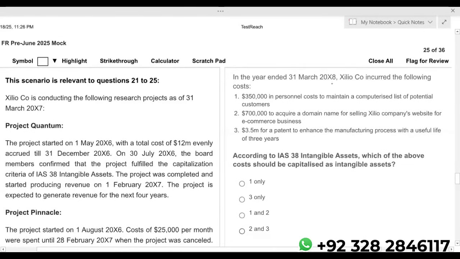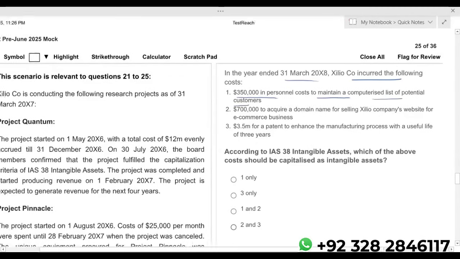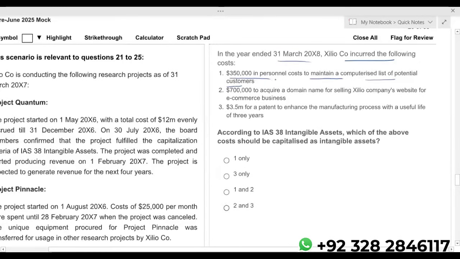In the year ended 31st March X8, Exilo company incurred the following costs. 3,50,000 in personnel cost to maintain a computerized list of potential customers. So basically, you're just bearing a personnel cost. What the examiner is asking, according to IAS 38 intangible assets, is which of the following costs should be capitalized? You cannot capitalize this personnel cost.